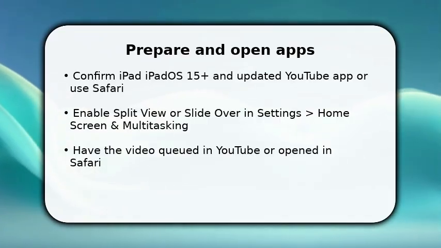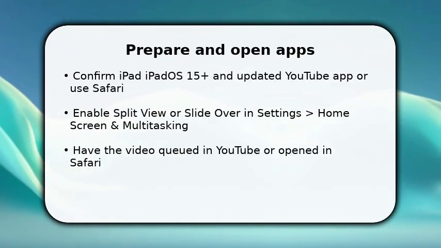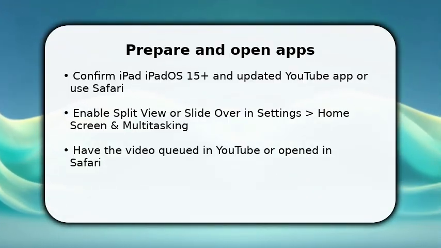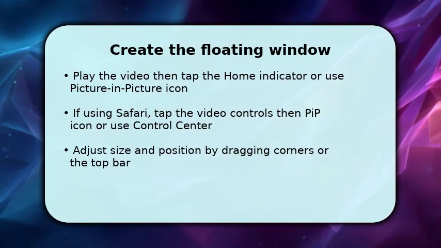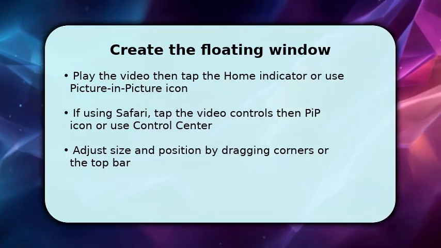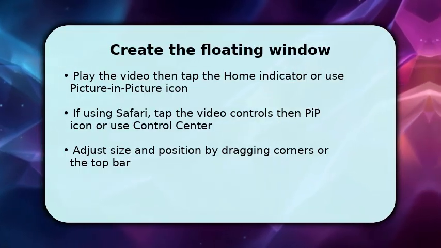Once the second app is visible, make sure the video is ready to play, because converting it to a floating window requires the app active and the video loaded. Once done, play the video and look for the picture-in-picture icon in the player controls. Tap it to convert the video into a floating window.